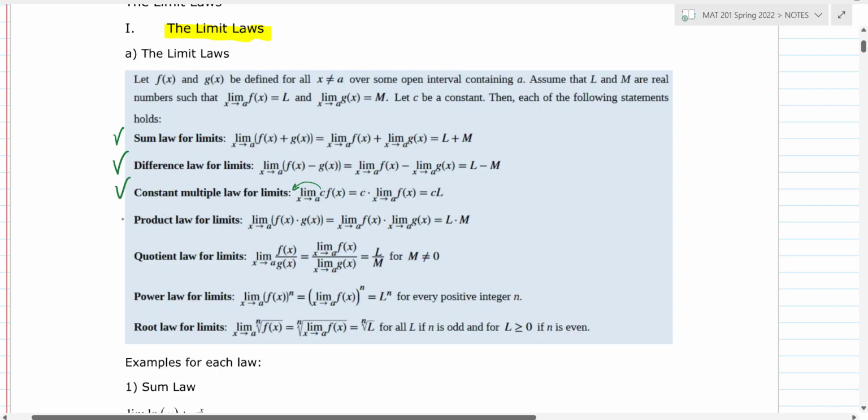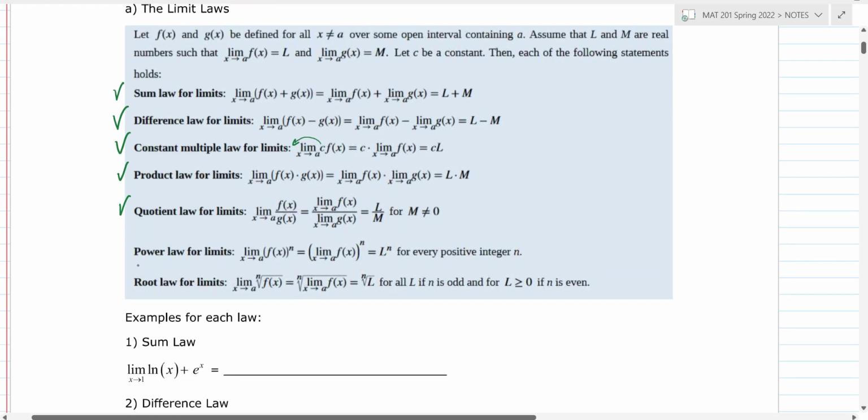Then we have the product and quotient laws, which are very similar. The product law for limits just means if you have a limit of a product, two functions, then you do the limit of the first function multiplied by the limit of the second function. Quotient law, same idea. If you have a limit of a quotient, f of x over g of x, you just do the limit of the numerator, and then you do the limit of the denominator, then you divide.